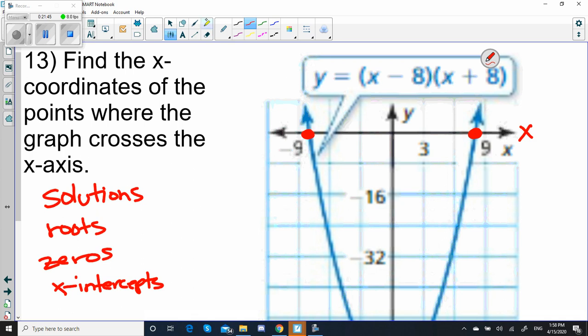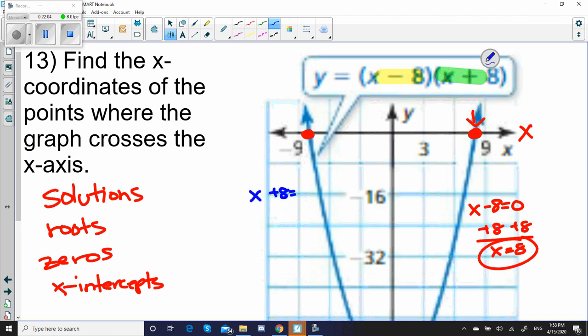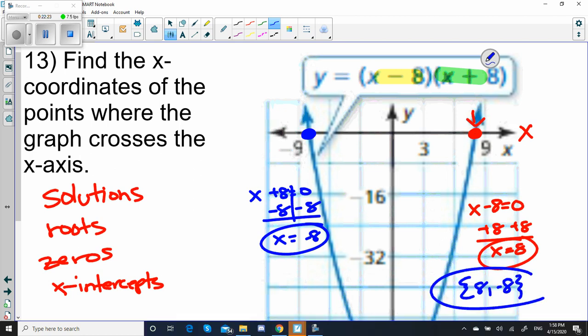So you're going to set each one of these equal to 0, and that's going to give you the two exact answers or solutions. So x minus 8 equals 0. So my first solution is 8. That would be this one right here. And then my other solution, x plus 8, I'm subtracting 8 on both sides on that one. And that's this one right here. That's my negative 8. So the two solutions on this quadratic equation are 8 and negative 8. Those are my two answers.